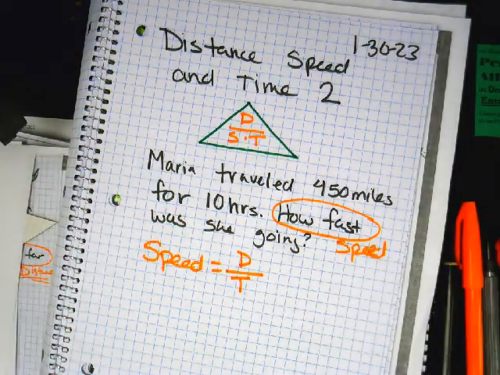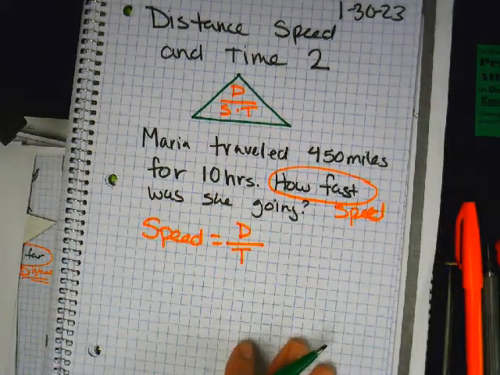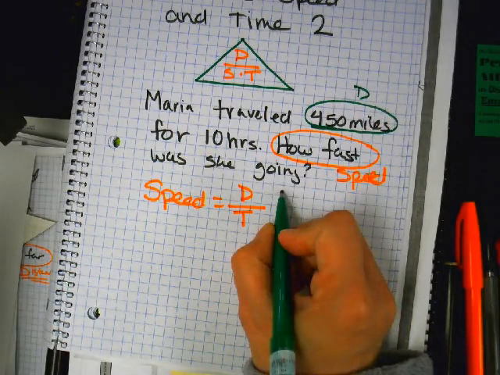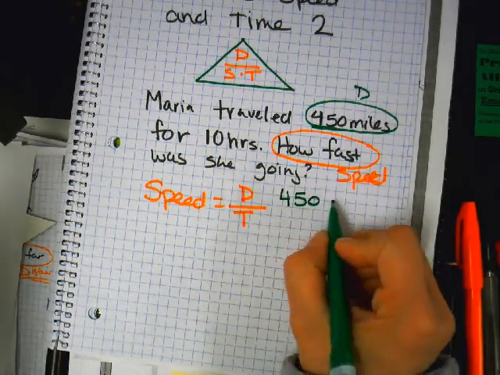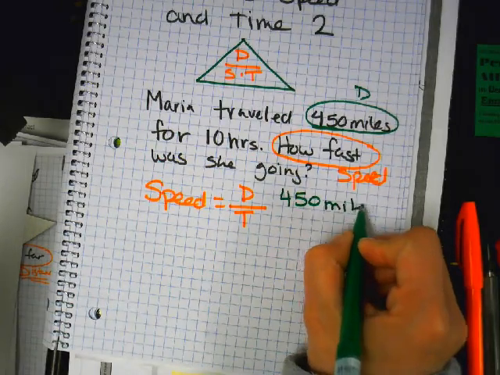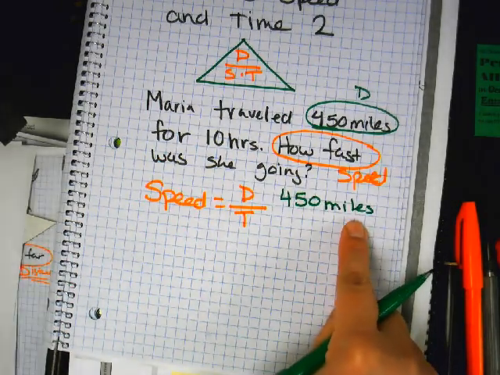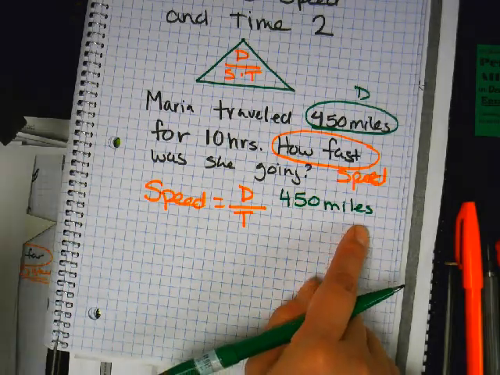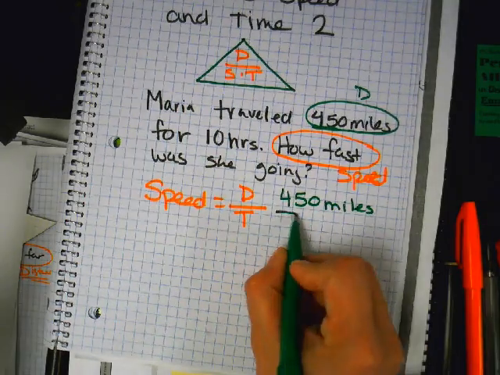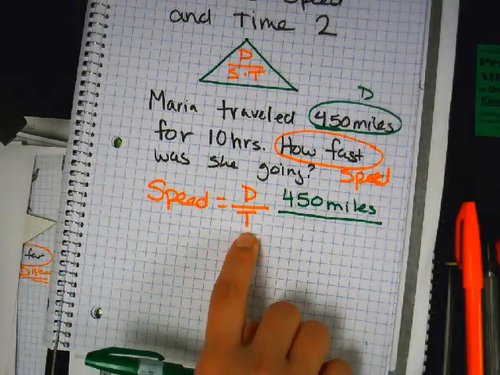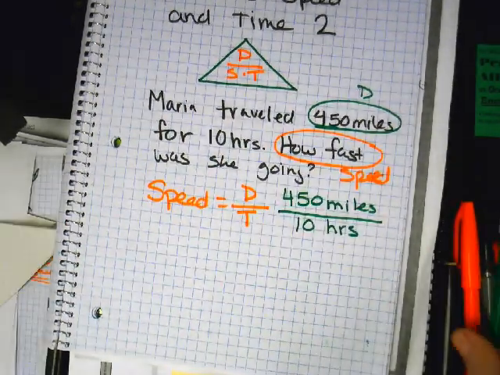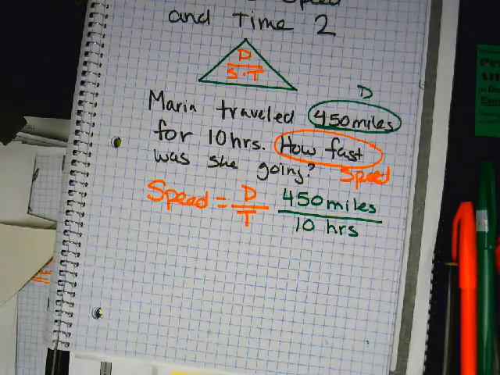All right. Go back to the problem. What is my distance? 450. So this is my distance. Now, Yahaira and everybody, I'm going to ask you to take 5 seconds of your life and write down the unit. It's going to pay off later. So don't just write 450. Write 450 miles. Write the unit. It's going to help us later. Okay, divided by. What's my time in my problem? 10 hours. All right, so this is the math. This is me showing work. 450 miles divided by 10 hours.